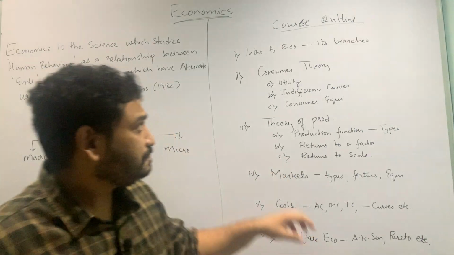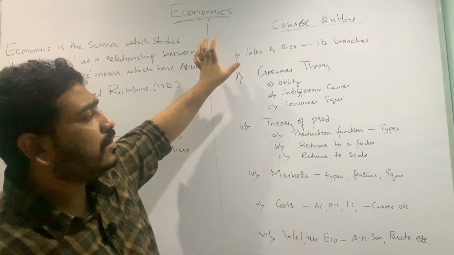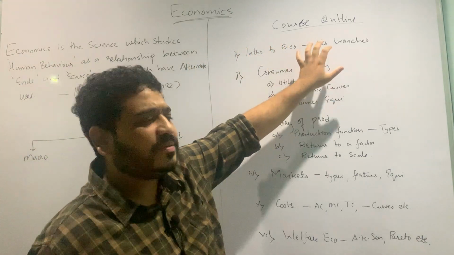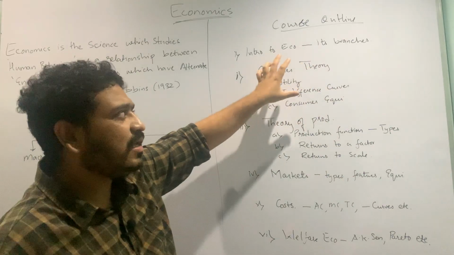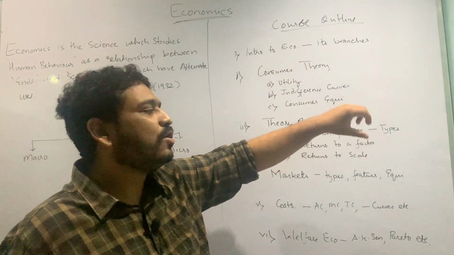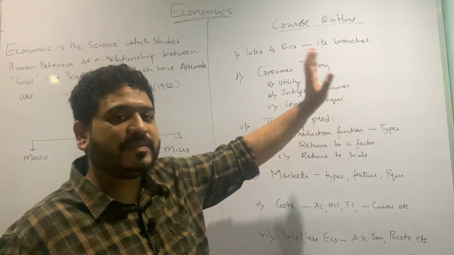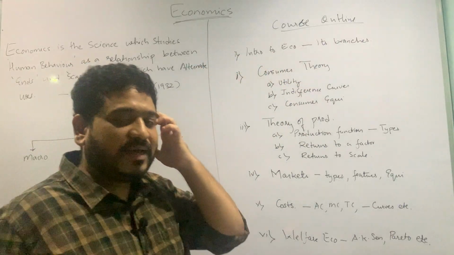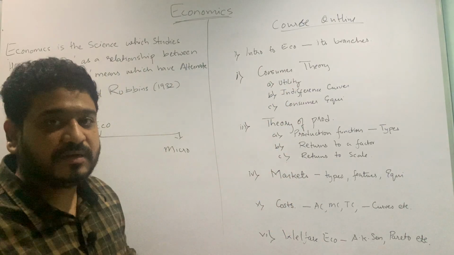As you can see, I will give you a sense of what economics is and what the different branches of it are. In this course, I will be dealing with the two broader senses in which we teach economics. One is microeconomics and the other is macroeconomics. Then we move to a very important concept in microeconomics, which is called the consumer theory.